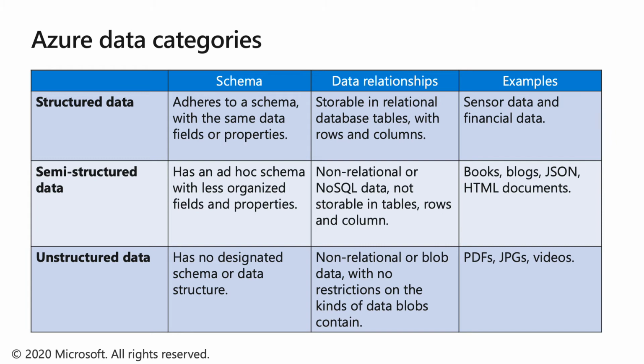Then we've got unstructured data. This is where you've got no designated schema or data structure. So the relationships for this would be called non-relational or blob data, with no restrictions on the kind of data blobs contain. Examples might be PDFs or JPEGs, pictures or videos.